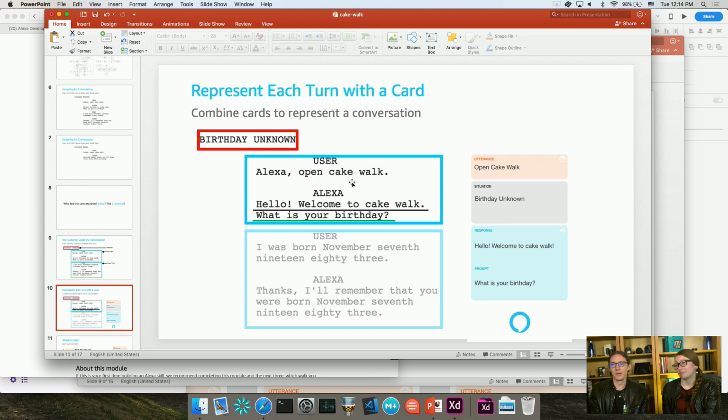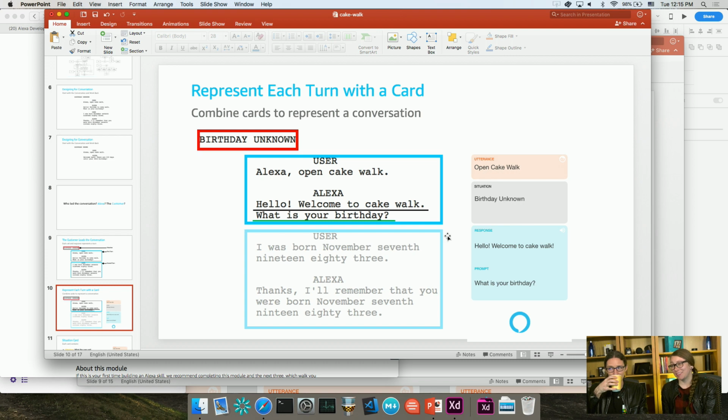You can see here we have these cards that represent our turn. We have our utterance, which is open Cakewalk. We have our situation, which is birthday unknown. And then we have our response, which is split up into two parts. We have the response, hello, welcome to Cakewalk, and then we have our prompt, which is our question. Alison, would you like to explain why we split those two things up, our response and our prompt?